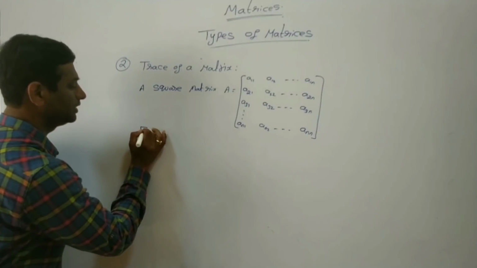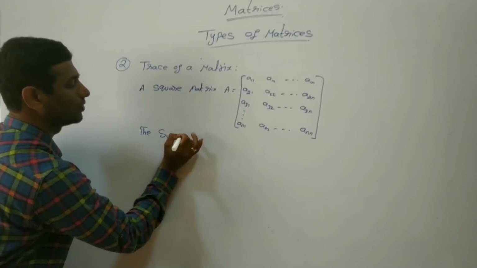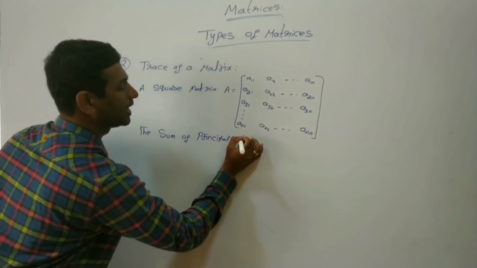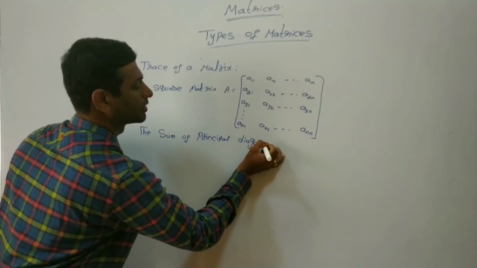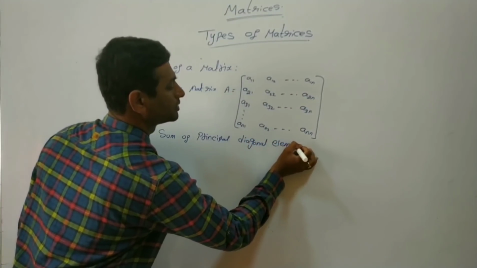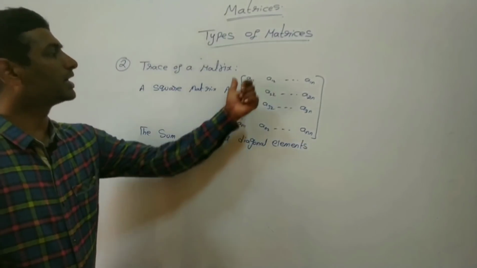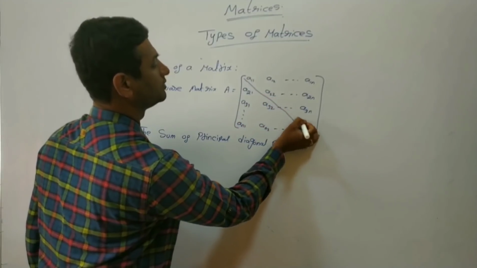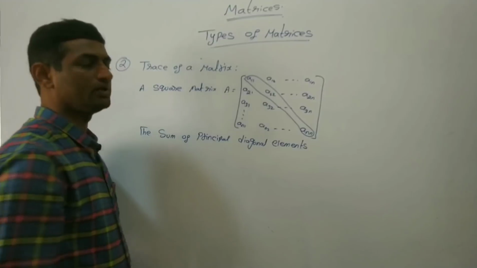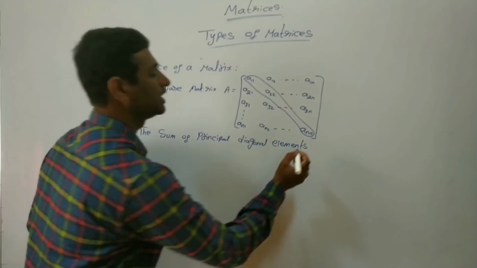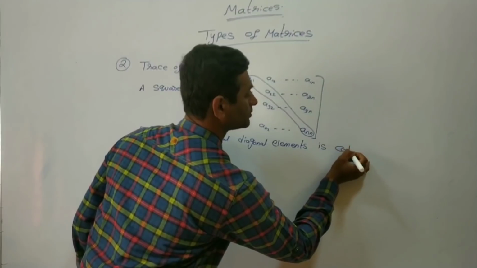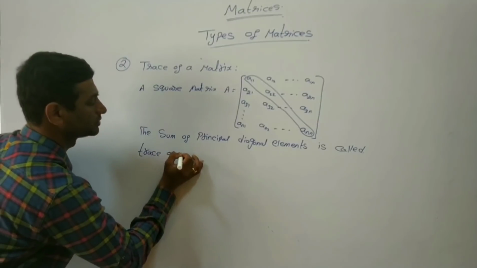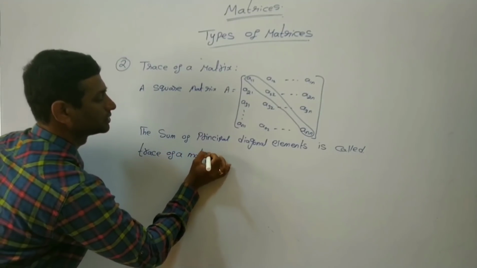Then the sum of the principal diagonal elements, A11, A22, so on, the sum of these elements will be the trace. The sum of the principal diagonal elements is called the trace of the matrix capital A.